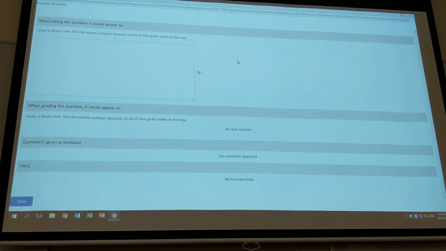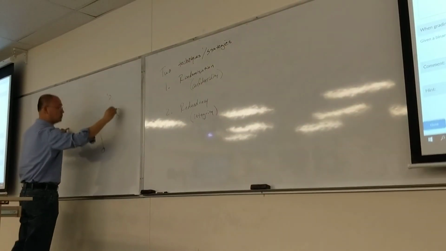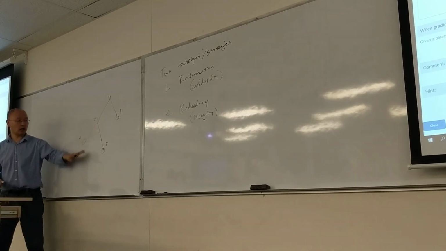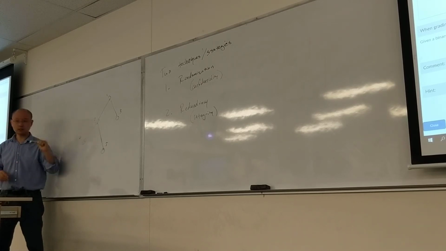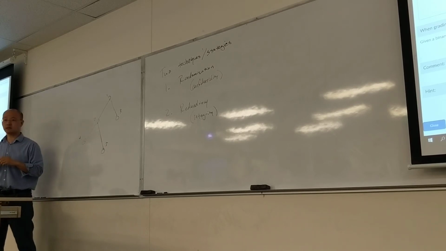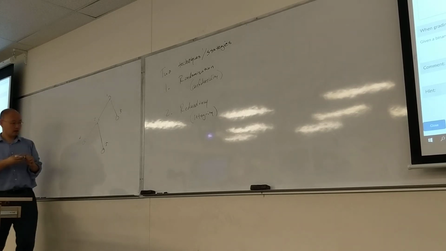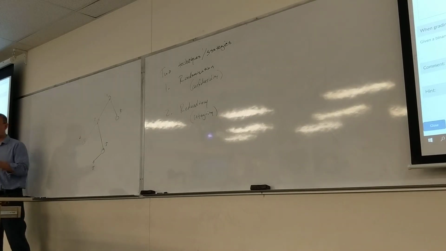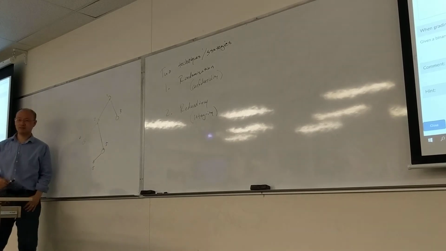So this is our binary tree. So 1, 2, 3, 4, 5. What is the lowest common ancestor of 4 and 5? 2. What is the lowest common ancestor of 5 and 3? 1. Okay? So how about 4 and 6? 2. All right, here you go.